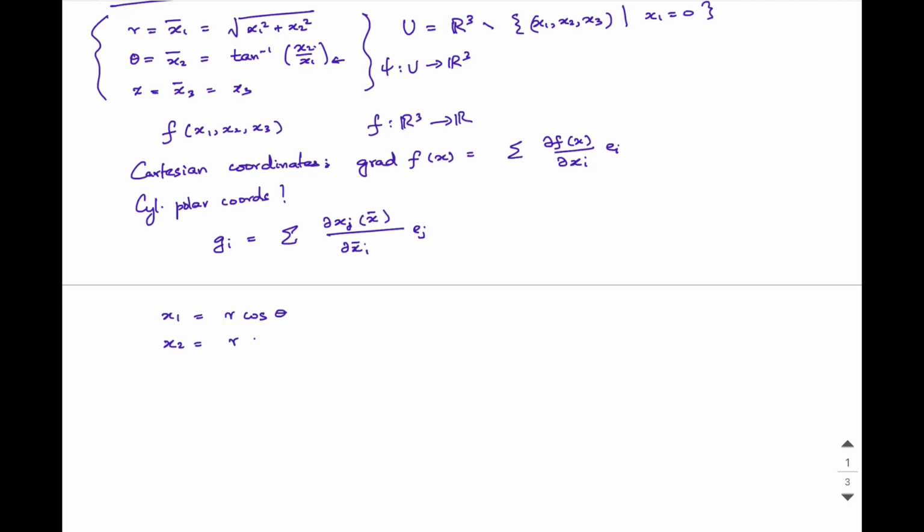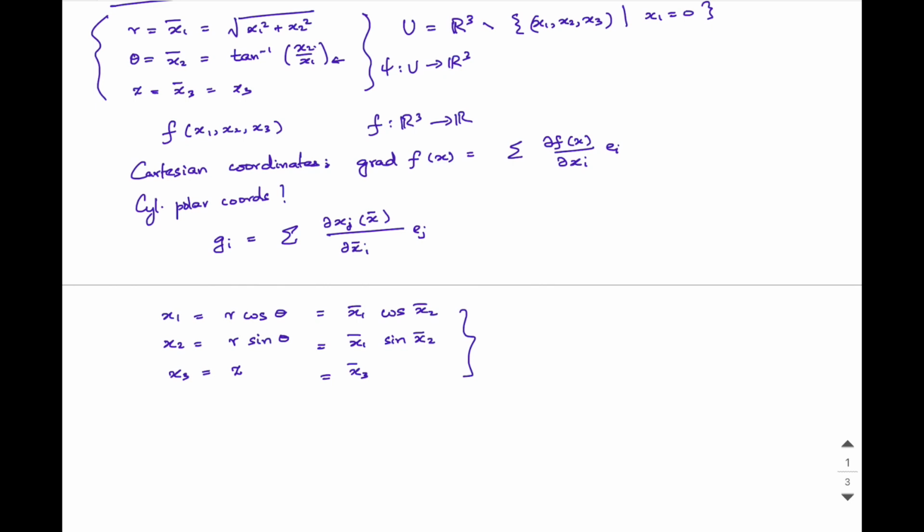x2 is going to be r sin theta, and x3 is going to be z. So you can also write it in terms of x1 bar and x2 bar. It's going to be x1 bar times the cosine of x2 bar, x1 bar times the sine of x2 bar, and this is just going to remain as x3 bar. So now we have expressed x in terms of x bar, and vice versa. Again, notice that this is valid only on psi of u, not the whole of R3. It's a local coordinate system.